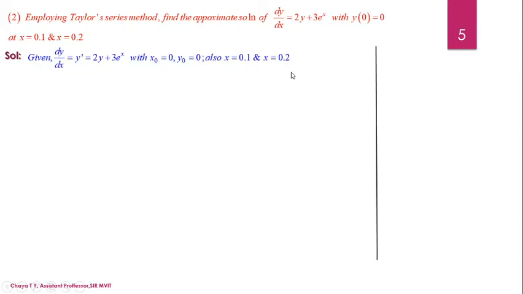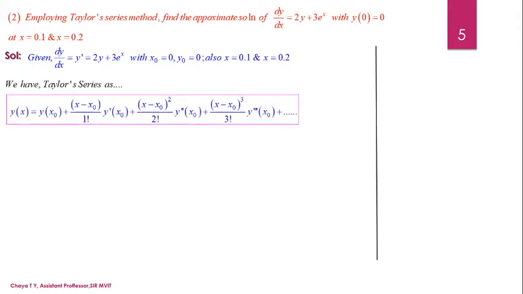What is the next step now? We are going to write the Taylor series expansion. So what is the Taylor series expansion? I have the Taylor series expansion as y of x equal to y of x naught plus (x minus x naught) by 1 factorial, y dash of x naught, plus (x minus x naught) whole squared by 2 factorial into y double dash of x naught, plus (x minus x naught) whole cube divided by 3 factorial into y triple dash of x naught, plus etcetera.